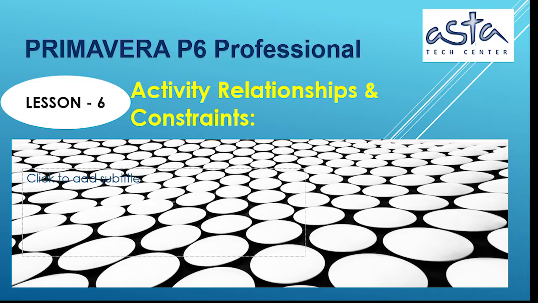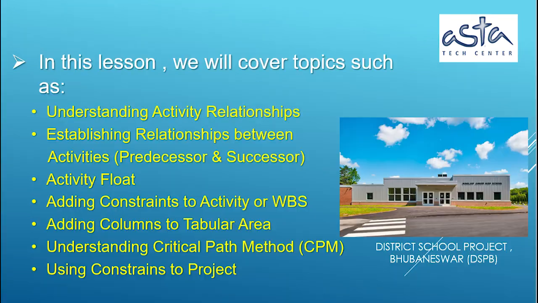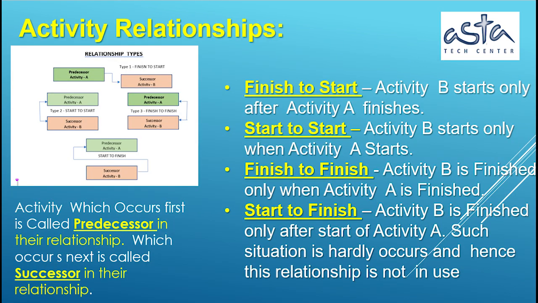Primavera P6 Professional. Lesson 6. Activity Relationships and Constraints. In this lesson, we will cover topics such as understanding activity relationships, establishing relationships between activities, predecessor and successor, activity float, adding constraints to activity or WBS, adding columns to tabular area, understanding critical path method, CPM, using constraints to project.